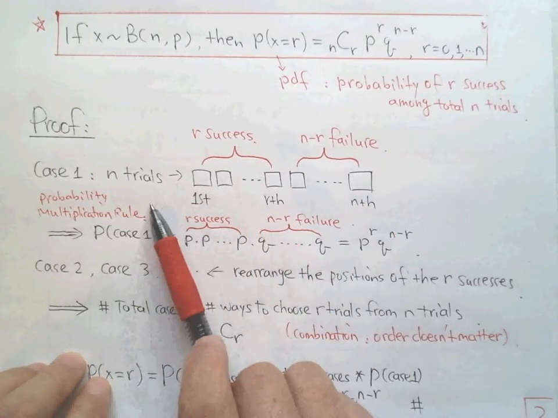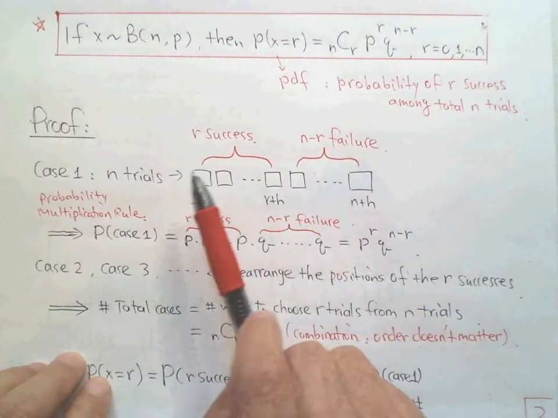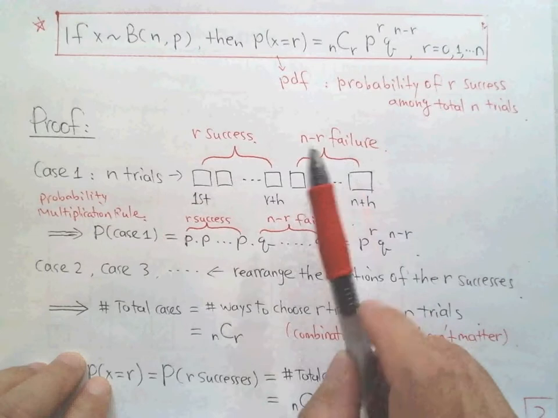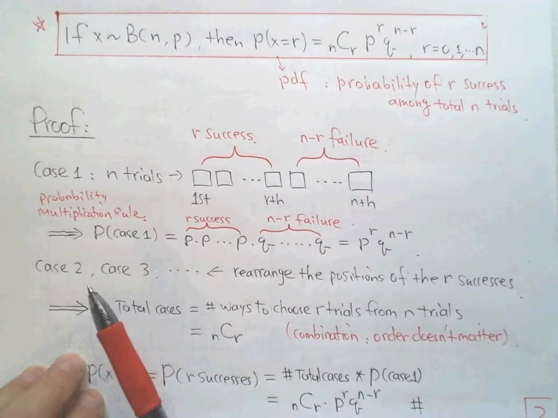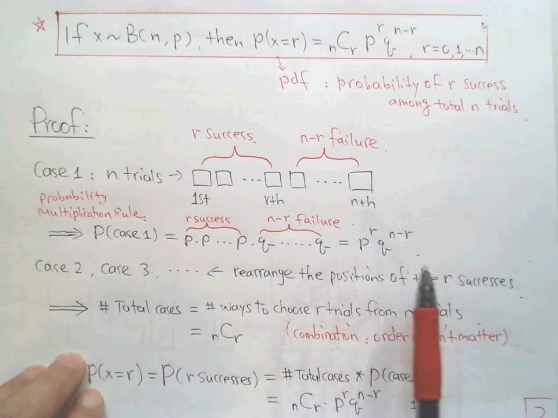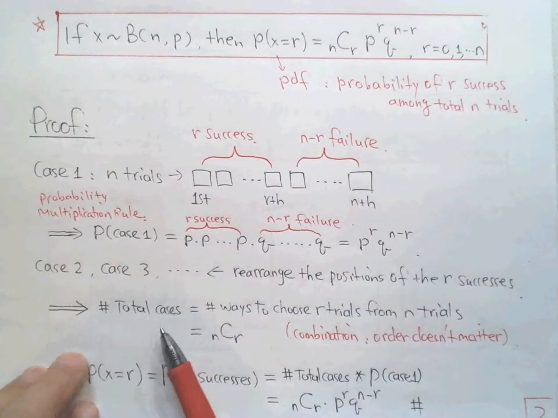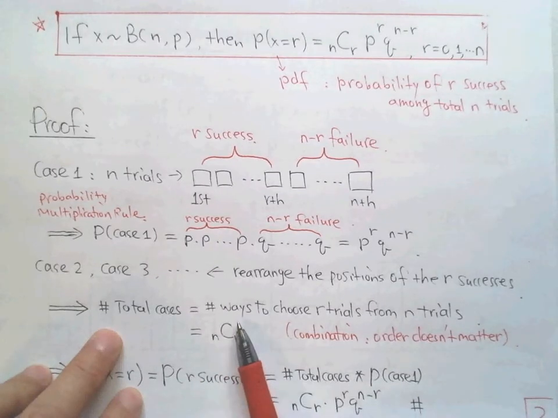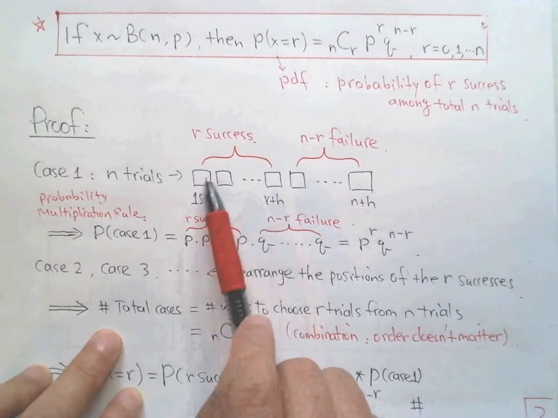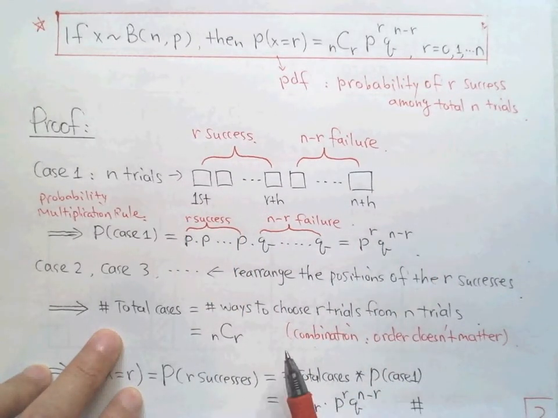For example, I could be successful at the last R times, and the first N minus R times I get a fail. That is also possible, right? There's another case. You just randomly arrange the positions of the R successes among n trials. A lot of cases: case 1, case 2. How many total cases? If you remember the counting technique we learned, the total cases is the total ways to choose R positions from n trials. The order does not matter, so it's a combination.